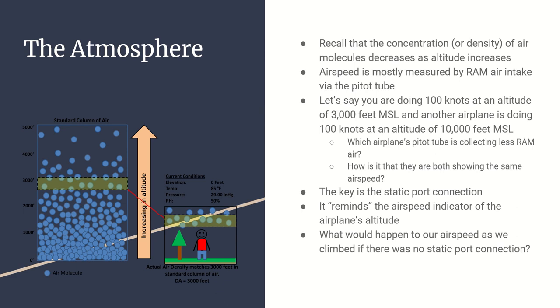So the link to the outside via the static port, right, to pick up that ambient pressure gives us that missing piece. It allows us to account for those differences in air molecule concentration so that if we're at 3,000, that higher ram air pressure can show us 100 knots, right? And if we're at 10,000 feet and that lower ram air pressure is collected, it can also show us 100 knots, okay? But it all has to do with the fact that the ambient pressure is used as an adjustment, okay?